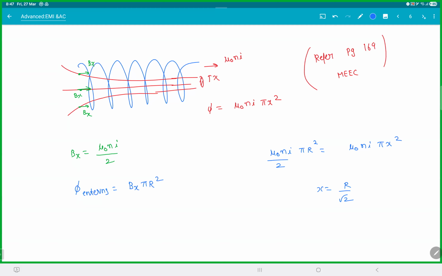Clear with this? That is the idea there. So the field on the open end is not mu naught ni by 2. The field at the open end, horizontal component, is mu naught ni by 2. Clear with this? And the logic is this: if you join two semi-infinite solenoids, it becomes an infinite solenoid and this becomes the midpoint. The field there should be mu naught ni. So each half must be contributing mu naught ni by 2 in the horizontal direction. Clear? Again, not a tough one, but conceptual.